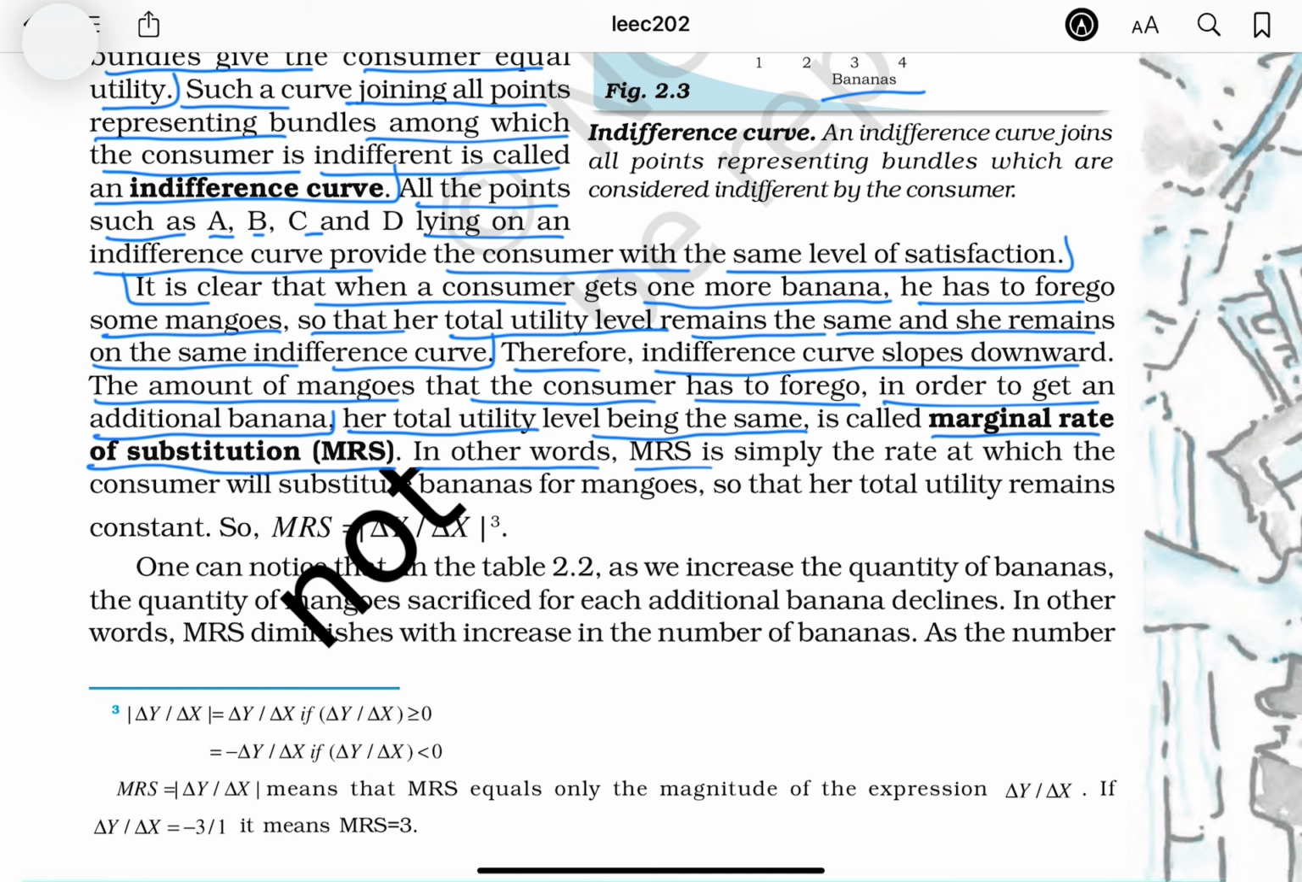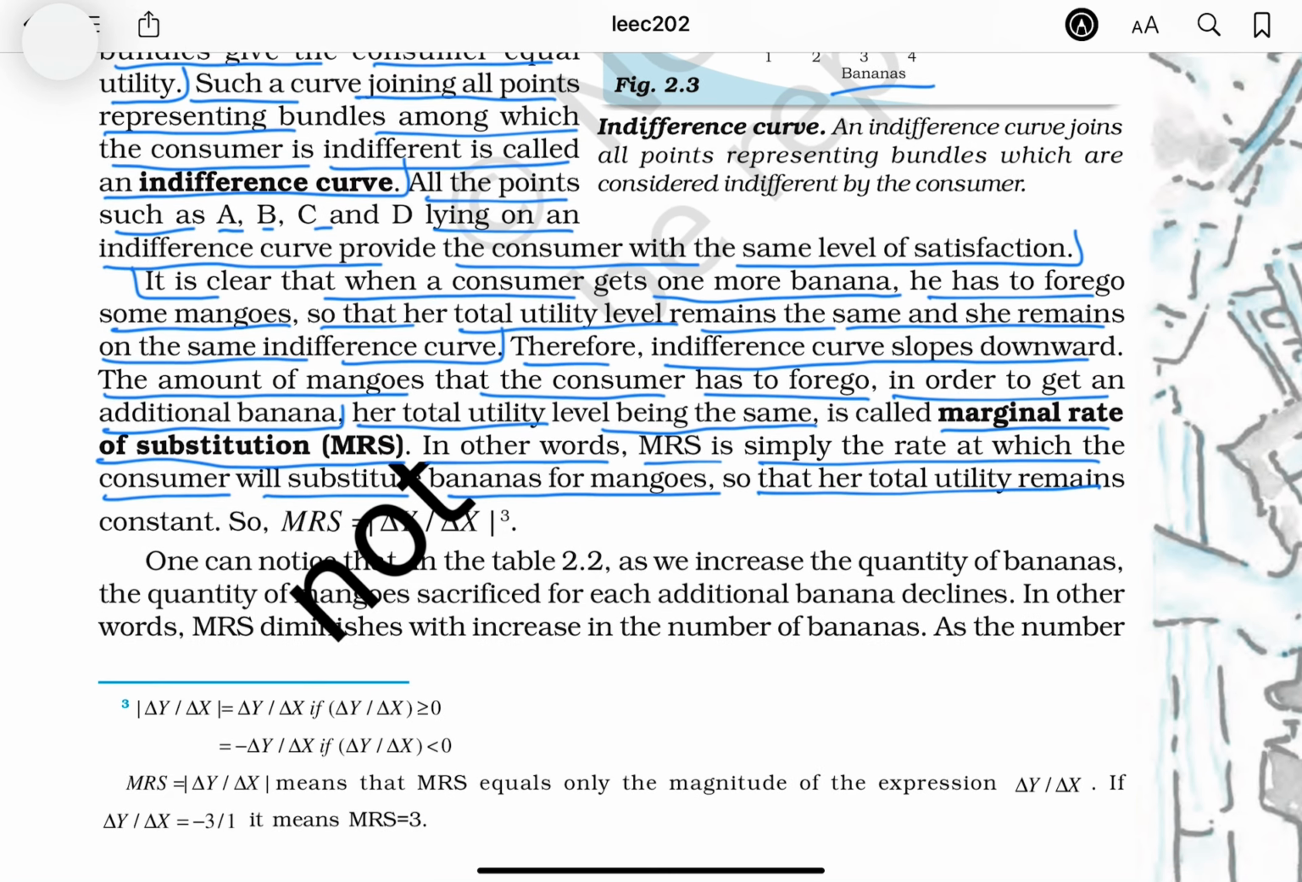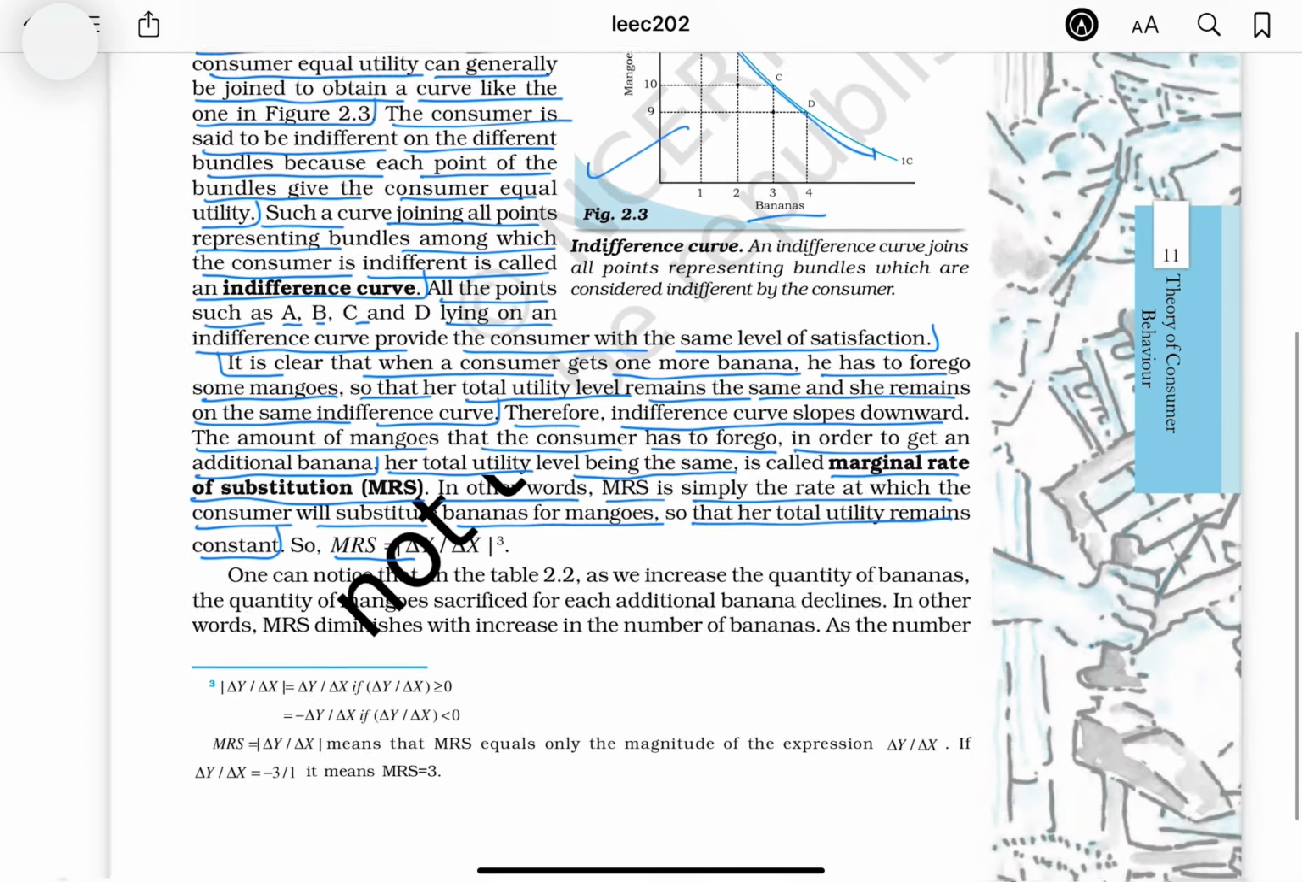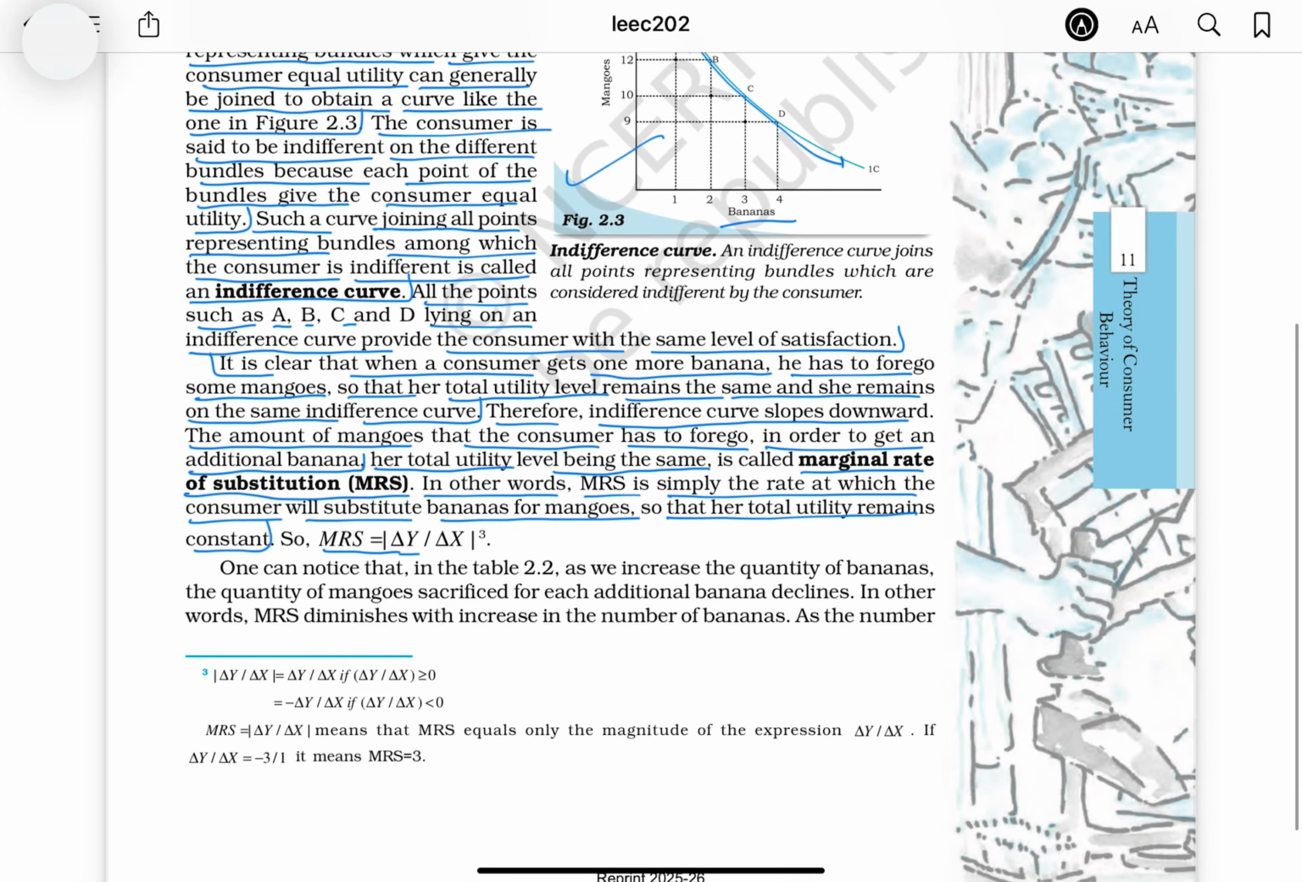In other words, MRS is simply the rate at which the consumer will substitute bananas for mangoes so that her total utility remains constant. MRS is equal to delta y divided by delta x.